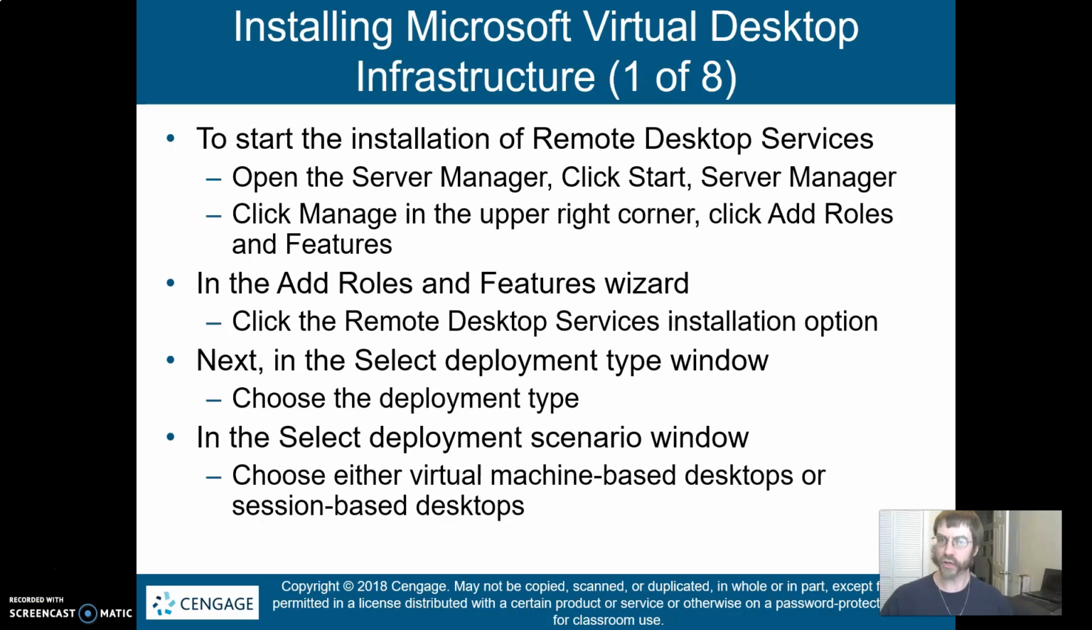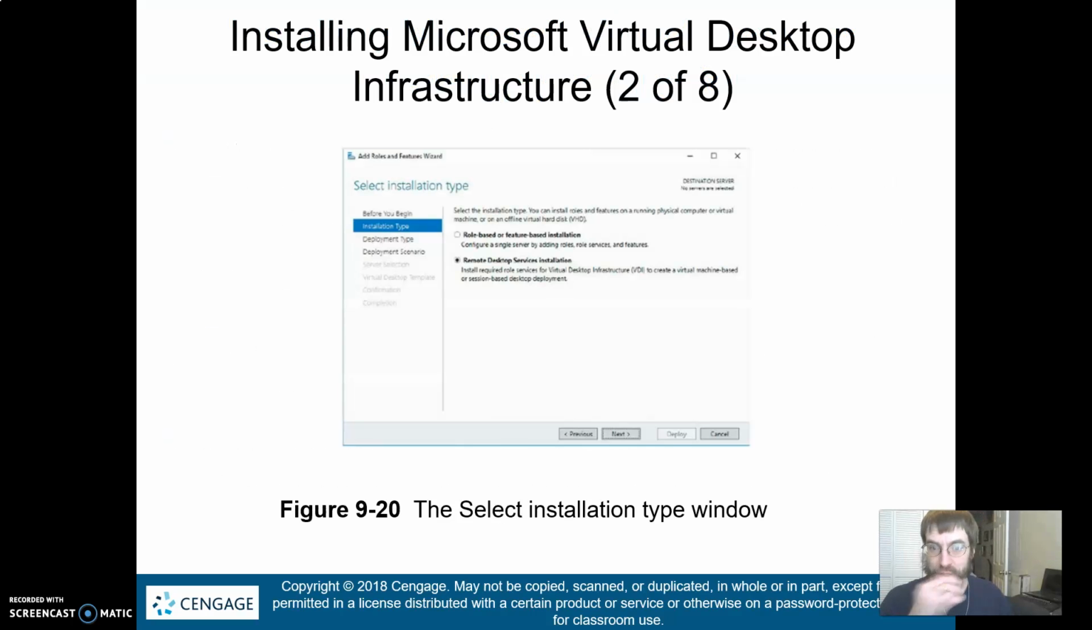All right, now we're going to talk about installing the Microsoft Desktop infrastructure. The first thing you're going to do in the Server Manager is use, surprise, surprise, the Add Roles and Features wizard. The difference is we're going to choose a different option. Nine times out of 10 so far, we've done a role or feature-based installation.